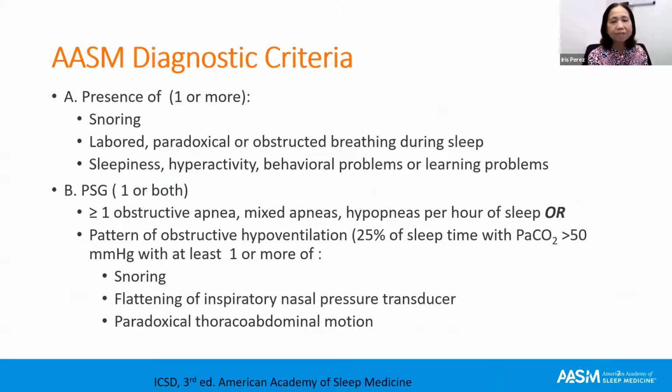So how do we diagnose obstructive sleep apnea syndrome in children? The AASM diagnostic criteria indicates that there should be at least the presence of one symptom like snoring, labored, paradoxical, or obstructed breathing during sleep, sleepiness, hyperactivity, behavioral problems, or learning problems, plus a PSG manifestation of one or both: obstructive apneas, mixed apneas, or hypopneas of greater than 1 per hour of sleep, or a pattern of obstructive hypoventilation, which is described as 25% of sleep time with PCO2 greater than 50 or its surrogate with at least one or more of snoring, flattening of inspiratory nasal pressure transducer, and paradoxical thoracoabdominal motion.